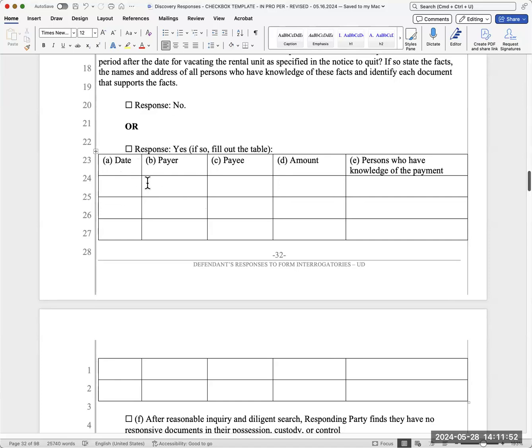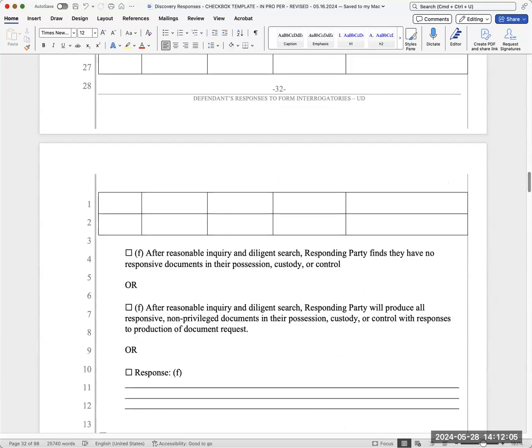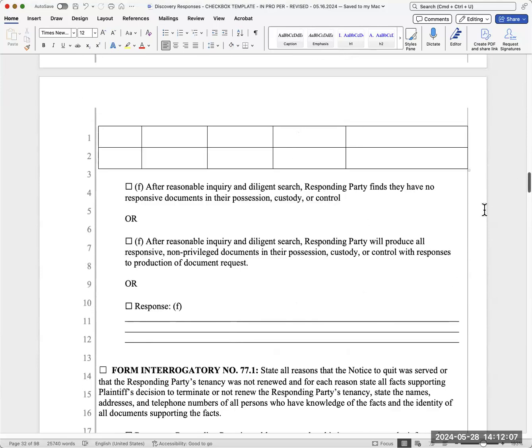But you put the date, who paid it, who received it, the amount, persons who have knowledge of the payment. Because if the landlord accepts rent after the notice to quit expires, if they legitimately accept it, keep it, that can reinstate your tenancy. So it's important to document it, have evidence of it, and talk to your attorney law clerk team about it. Put it in your PIP.